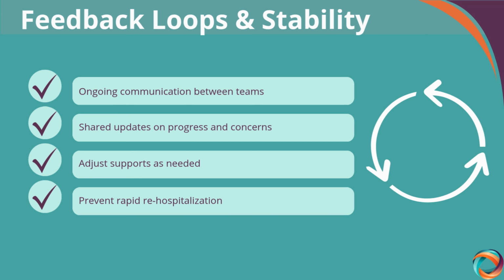Continuity of care is not a one-time event. It requires ongoing feedback between all involved parties. This includes direct support professionals, outpatient clinical teams, and external providers. Regular communication ensures that changes in behavior, health, or functioning are identified early and responded to appropriately. Strong feedback loops help maintain stability and reduce the likelihood of rapid rehospitalization.